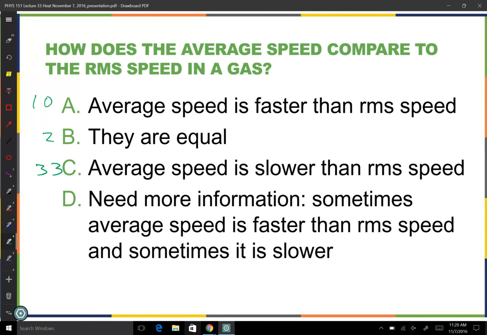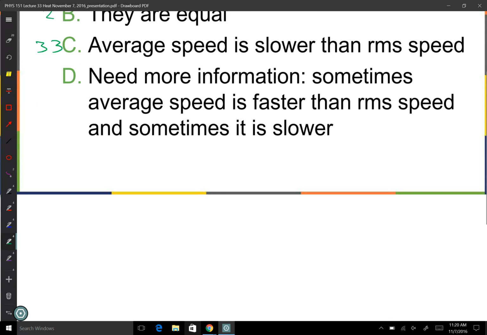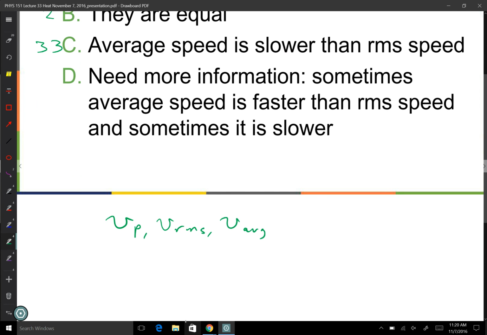Larissa, tell us what you answered and give us your reasoning. I said C. I don't really have a good reason though. Okay. Well, let's talk about the 3 speeds that I mentioned. I mentioned the V most probable, the V RMS, and the V average, otherwise written as like that.